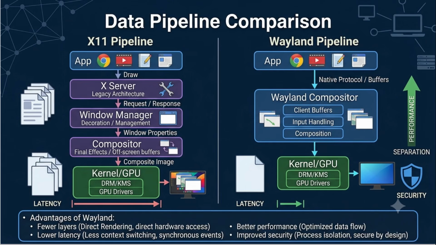Data pipeline comparison. This diagram highlights the architectural differences between X11 and Wayland. X11 relies on several independent components communicating with one another. Wayland combines these responsibilities into a single compositor. As a result, Wayland has fewer communication steps, reducing delays and making graphical operations more efficient. Let's look at it deeper.